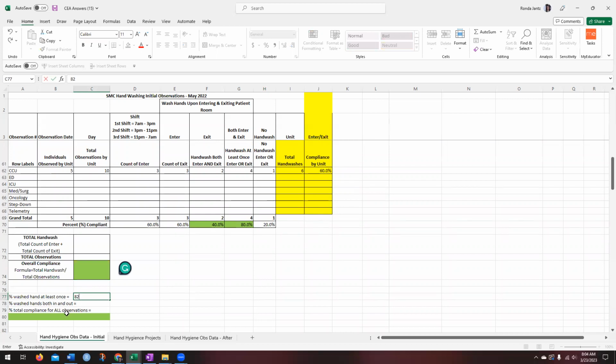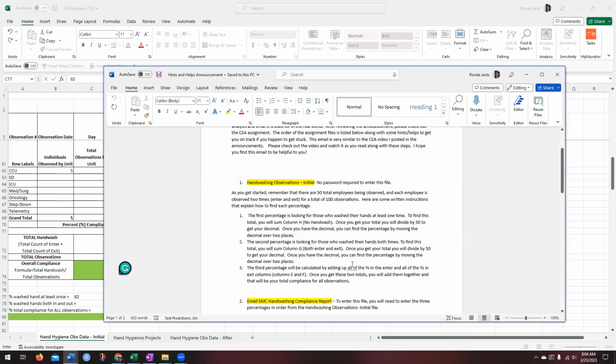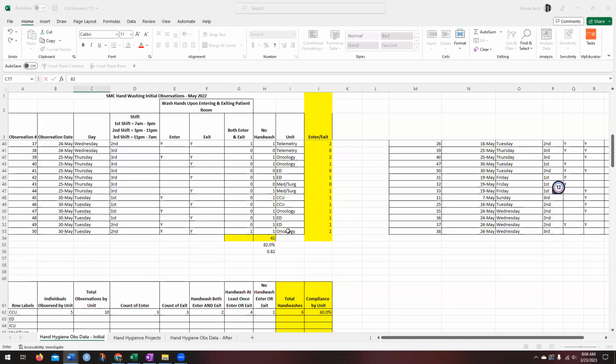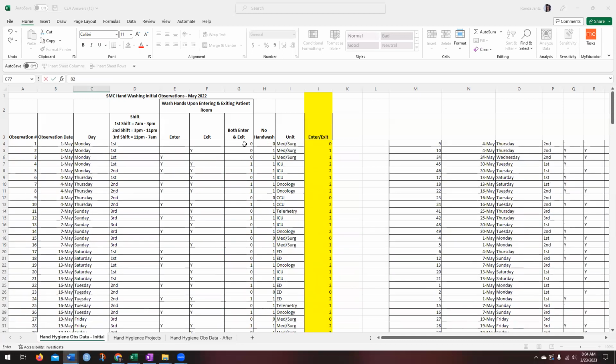Our next percentage is percent washed hands in and out. And so I put over in my sheet, we are going to want to sum column G, because that's indicating that they wash their hands in and out. And so if you look at our binary data again, you see that these are no. 0 means no because they just did it once. But down here where they washed it both times, they have a 1.